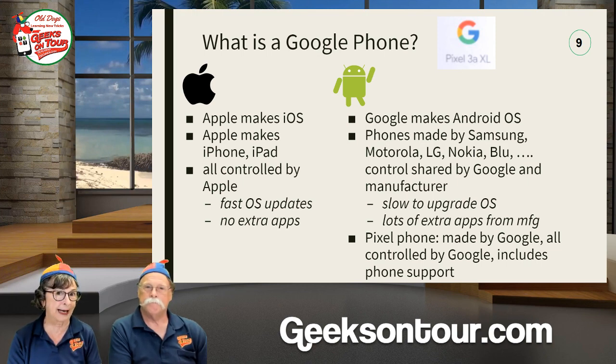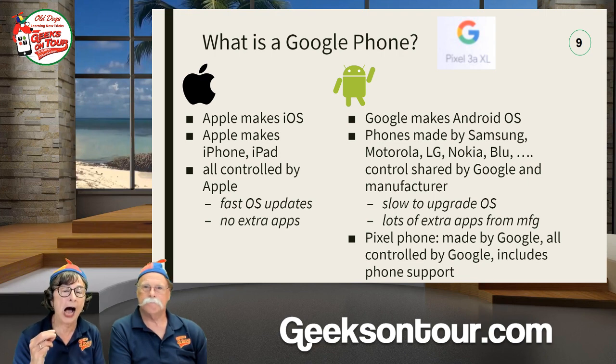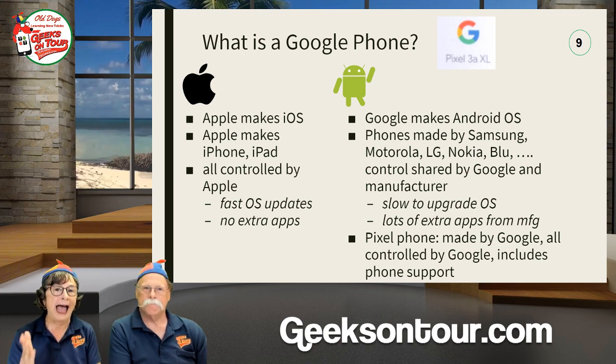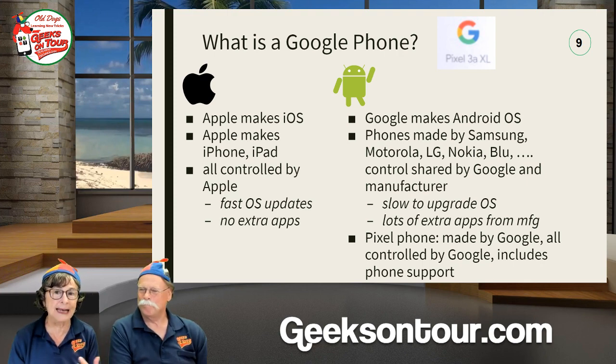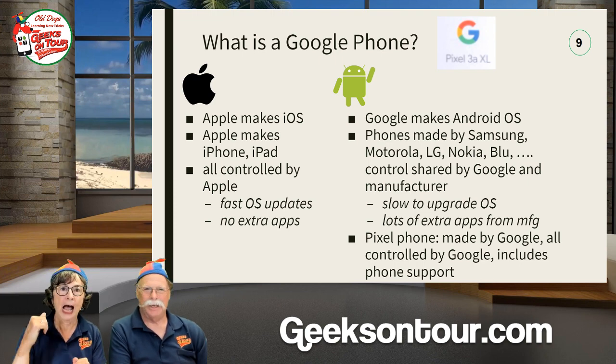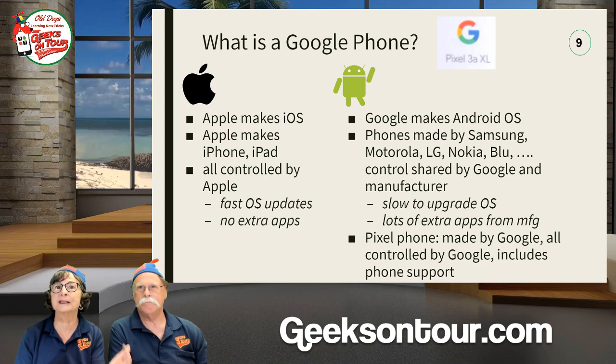Everything is controlled by Apple, which a lot of people like better because it gets operating system updates right away, and it doesn't have all those bloatware extra apps that get put on by the manufacturer, like most Android phones, because most Android phones are made by somebody else. Samsung, Motorola, LG, Nokia. And that means there are competing owners in that phone. Google makes the Android operating system, but Samsung makes everything else about the phone.